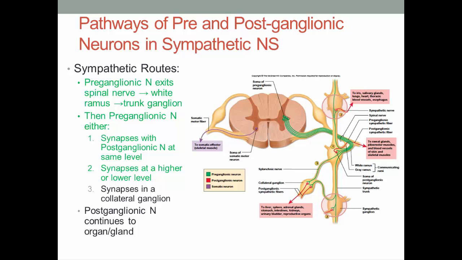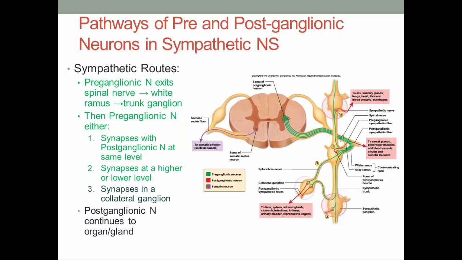Or it could synapse at another level. So here the preganglionic neuron travels through the white ramus, and instead of synapsing at this ganglion, notice it could go up to another ganglion and even go up to a higher one, or it could go down to one lower or even farther down. So it can travel either up the chain ganglia, or down the chain ganglia, and then synapse with the postganglionic neuron at another sympathetic ganglion. And then again, that postganglionic neuron is going to travel through the gray ramus, out the spinal nerve at that level, and then off to its effector.